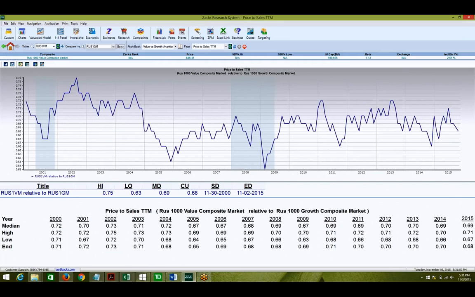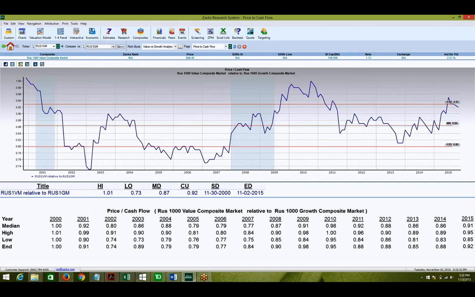A similar analysis can be done on the price to sales multiple, and it shows the exact same results, with the ratio currently being very much in line with the median ratio over the past 15 years. Zacks charting also gives you the option of adding standard deviation bands to help put the analysis into context. And this is showing exactly what we just theorized, that the current valuation discount is right inside of the normal +1, -1 standard deviation range over the past 15 years.